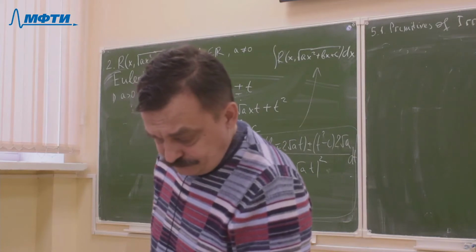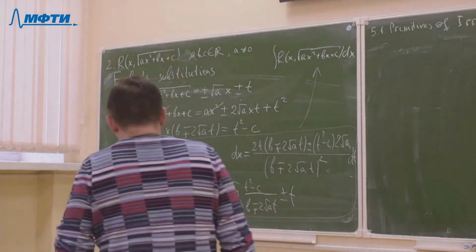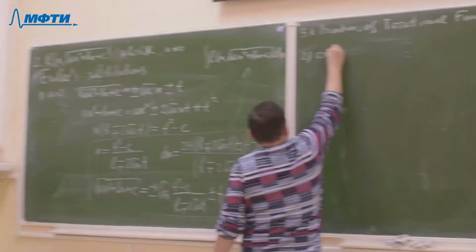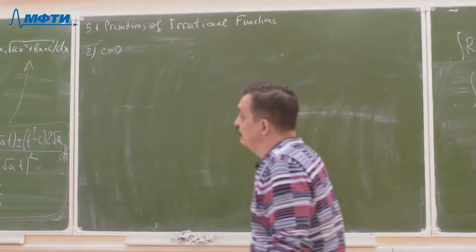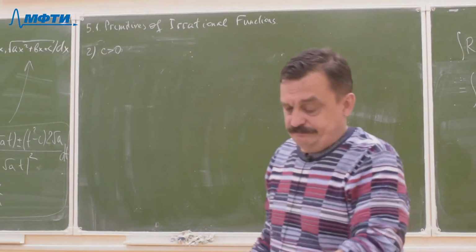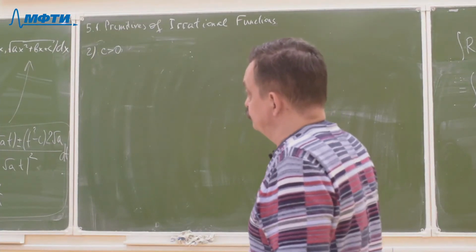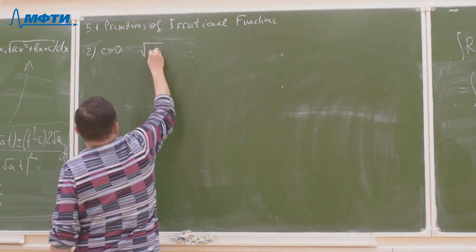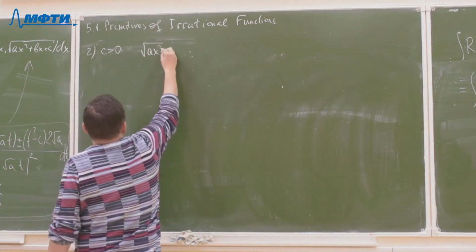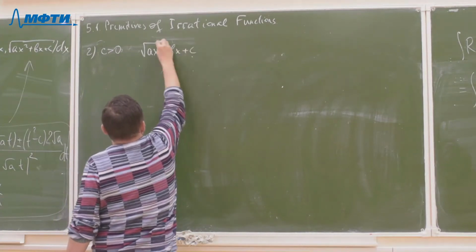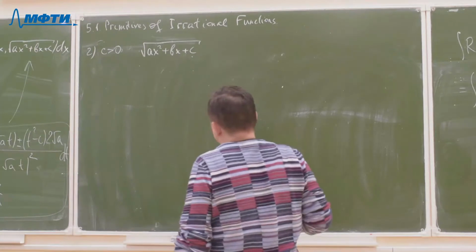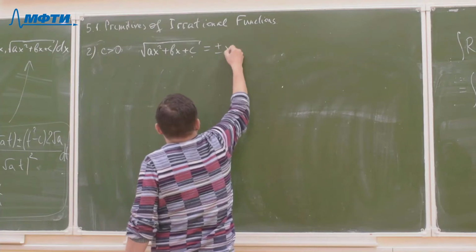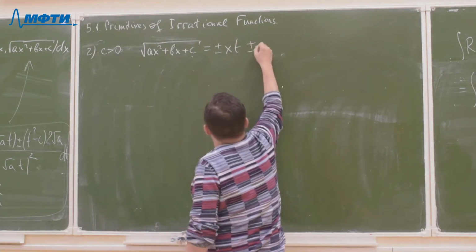Now, next, the second Euler substitution works for c positive. So if c is positive, then the substitution is the following: square root of ax squared plus bx plus c equals plus or minus xt plus or minus square root of c.